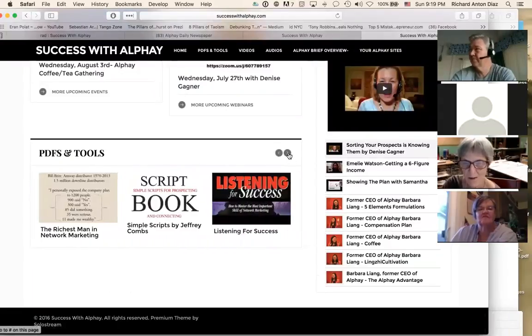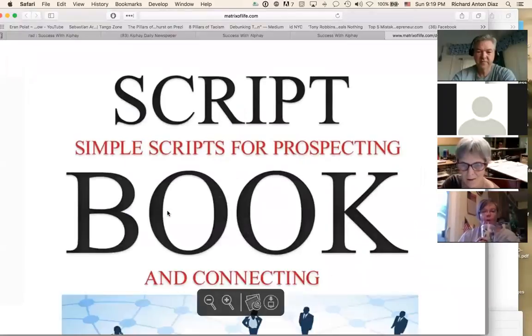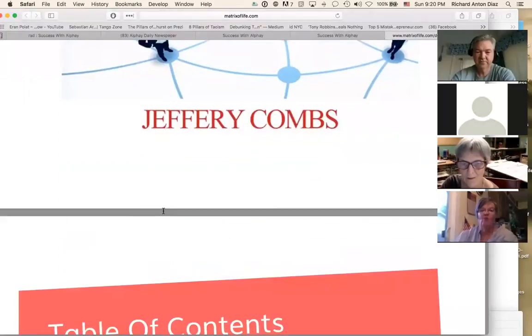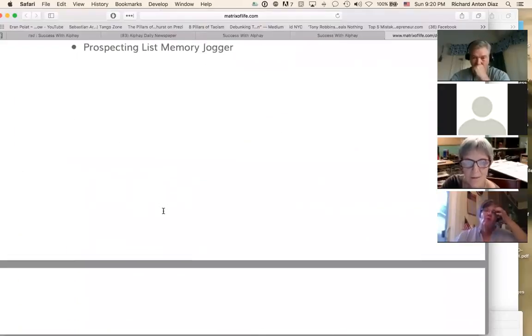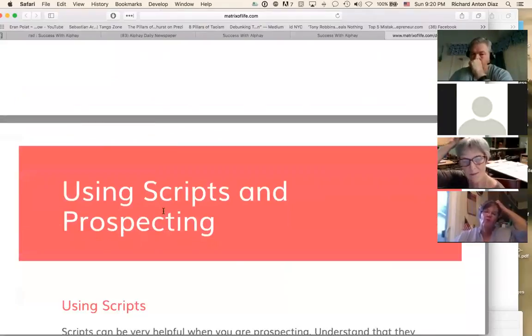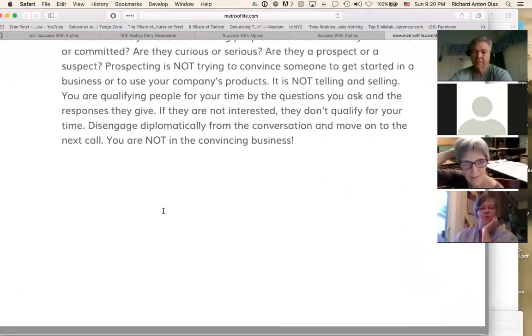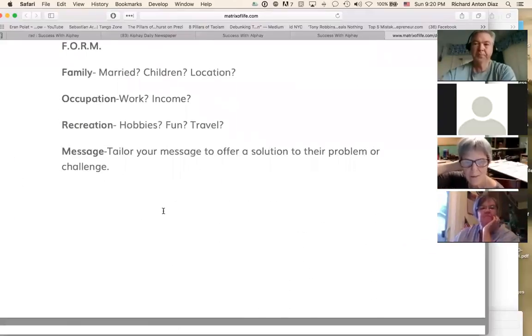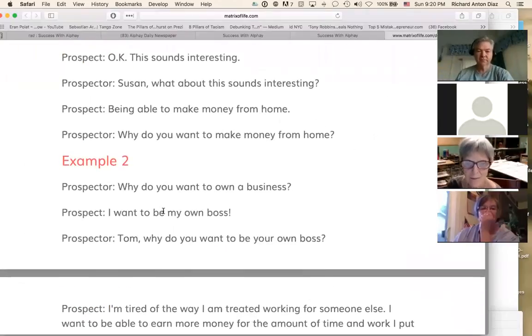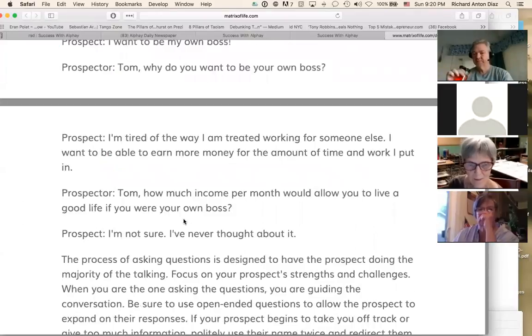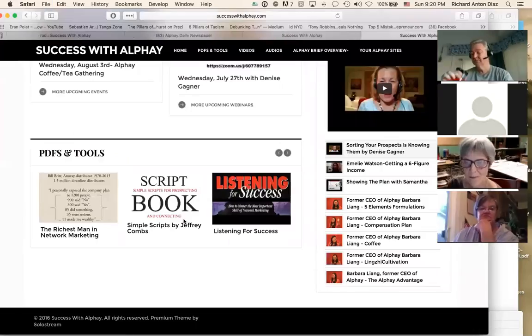So I try to keep everything in there. Somebody, I think it was Emily, I can't remember who. Oh, this is another one I just put in there. A whole script. Check this out, guys. I just downloaded this free script for prospecting by Jeffrey Combs. These are actual scripts that he uses when he calls up people and prospects them. How to use them, relationship building, really cool. So he goes through examples of how he converses with them, and you can get an idea of how to do that yourself.